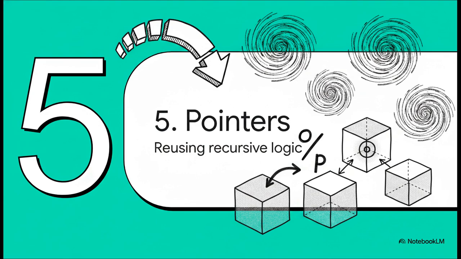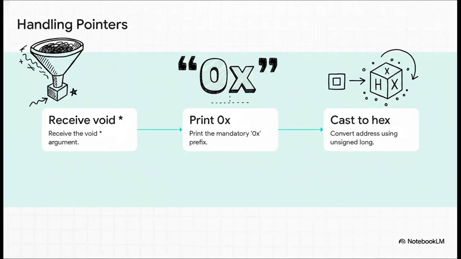Awesome. Let's look at Section 5, Handling Pointers and Memory. We're going to see how reusing our recursive logic saves the day here. To format a memory pointer, there are 3 very specific steps we need to take. First, your variadic macro is going to grab the argument, and you need to grab it as a void star pointer. Second, standard printf behavior dictates that memory addresses absolutely must start with a 0x prefix, so you're literally just going to print that string, 0x. Third, you convert the memory address itself to hexadecimal. But pay close attention here.